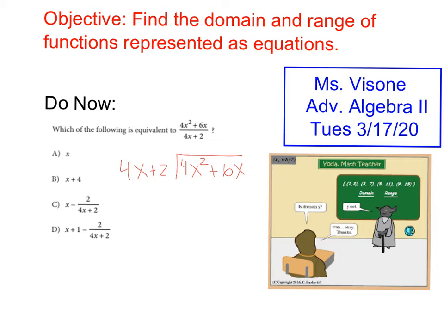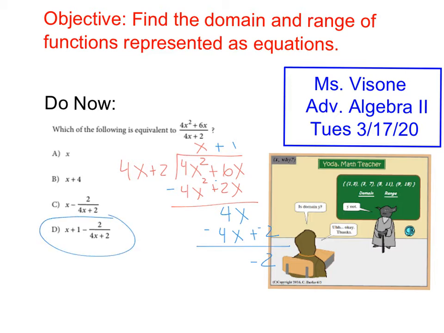So 4x goes into 4x squared x times. 4x squared plus 2x. Change the sign of the bottom. And we get 4x. 4x goes into 4x once. So 4x plus 2. Change the sign. So my remainder is -2. So that means my answer is D. So yeah, the ones that we did in class were significantly harder than this one.